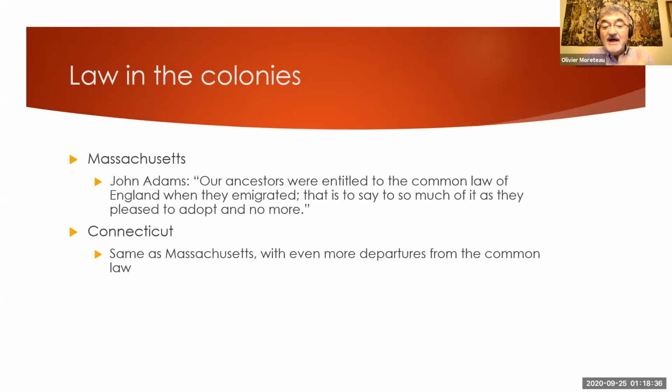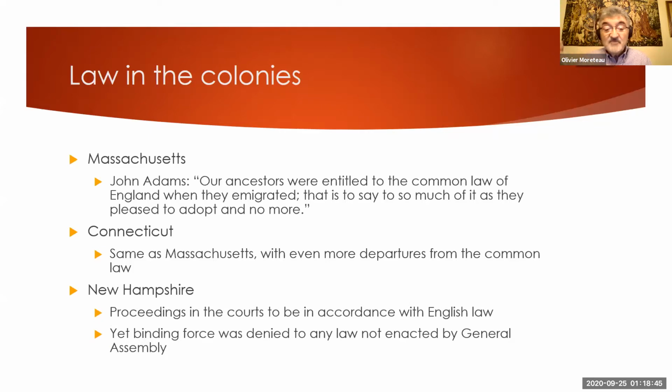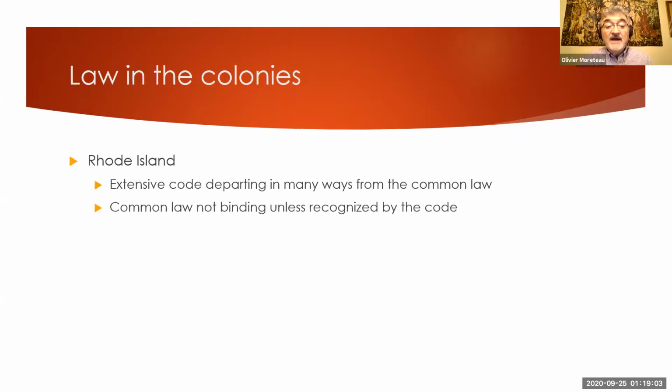Connecticut followed a line similar to Massachusetts, with even more departure from the common law. Go to New Hampshire, you'll find that proceedings in the courts were in accordance with English law, and yet binding force was denied to any law that had not been enacted by the General Assembly of New Hampshire. Rhode Island codified its law. They had an extensive code departing in many ways from the common law. The common law was not recognized as binding unless it was said so in the code.